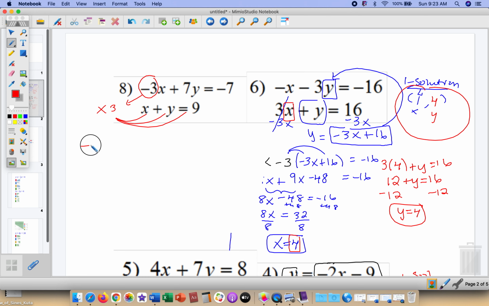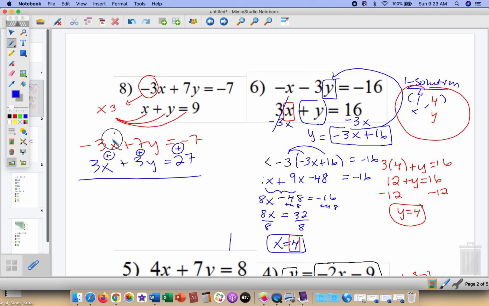So I'm going to multiply the bottom by 3. So I have on top negative 3x plus 7y equals negative 7. On the bottom then, 3 times x is 3x, 3 times y is 3y, 3 times 9 is 27. Now I've set it up so that I can add all of the columns. So negative 3 and 3 cancel. 7 plus 3y is 10y, and 27 and negative 7 is 20. You can divide by 10, so y would equal 2.